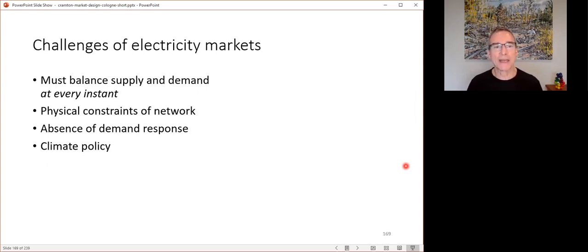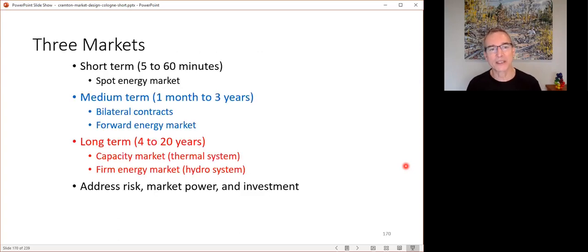We have to balance supply and demand at every instant. We've got literally thousands of constraints that must be satisfied all the time, or the lines melt, machines break, really expensive, terrible things can happen. For the most part, demand response hasn't been very active. And so that's another challenge. And then every part of the world has a fairly chaotic climate policy that the investors in these markets are having to confront.